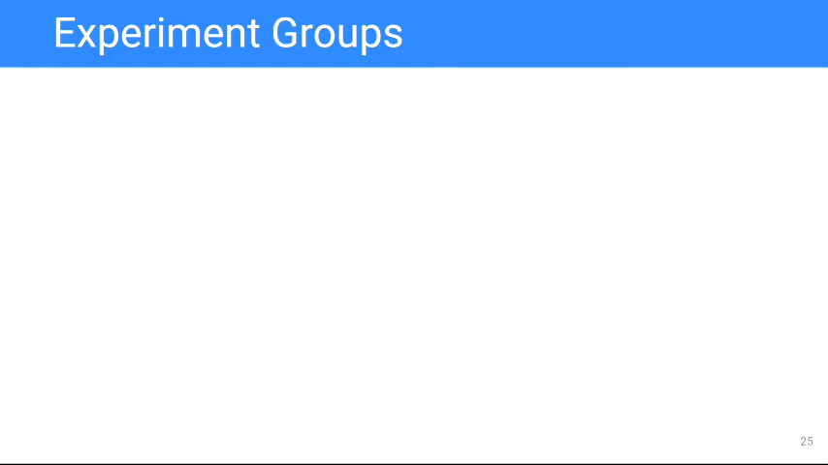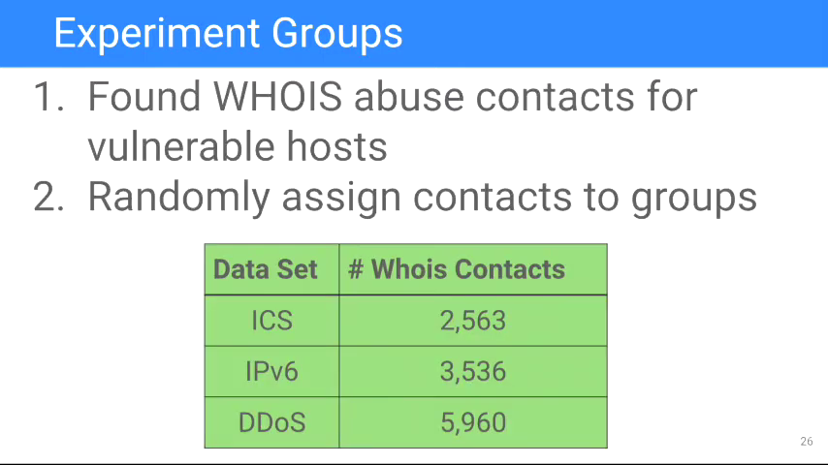So I'm just going to go at this at a high level because the paper will discuss it in much more detail. But at a high level, we find the WHOIS abuse contact for all of these different hosts, and we group the hosts by these contacts. And then we randomly assign contacts to these different experiment groups that are going to receive different notification treatments.